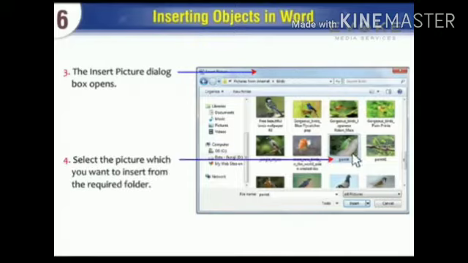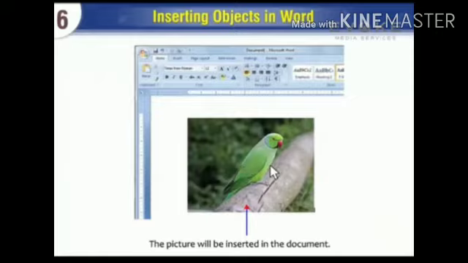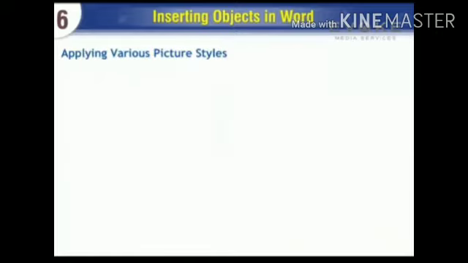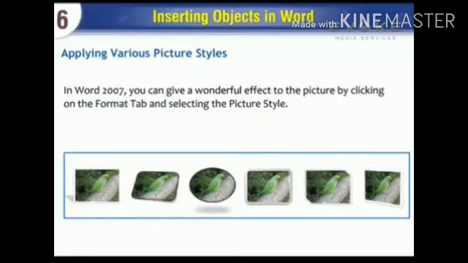Select the picture which you want to insert from the required folder. Click on the Insert button. The picture will be inserted in the document. Applying various picture styles. In Word 2007, you can give a wonderful effect to the picture by clicking on the Format tab and selecting the picture style.